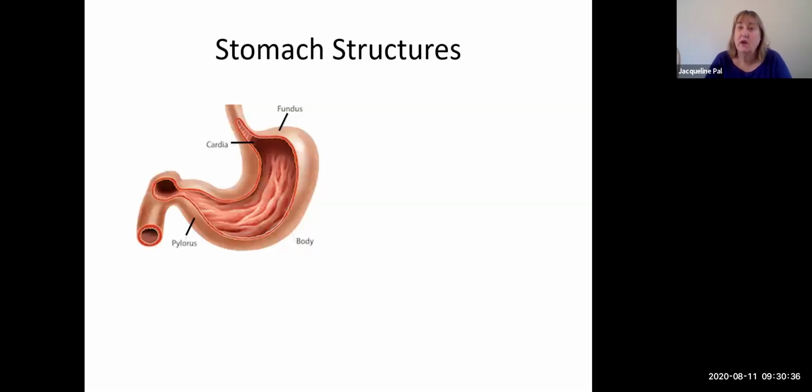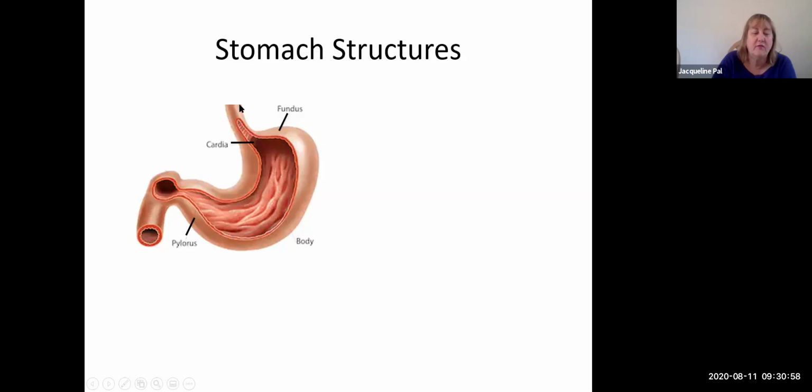In this section, we are going to learn all about the stomach. So when we look at the stomach, what we can see, it's kind of J-shaped. And there is a portion of the stomach which is actually superior to the level of the gastroesophageal sphincter. And that area of the stomach is known as the fundus.